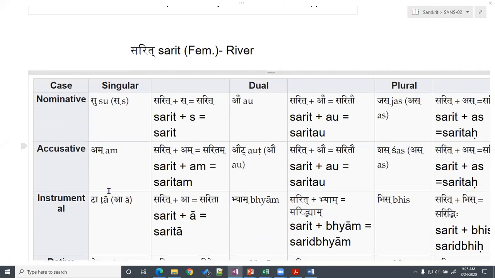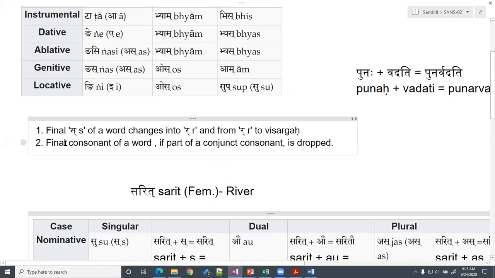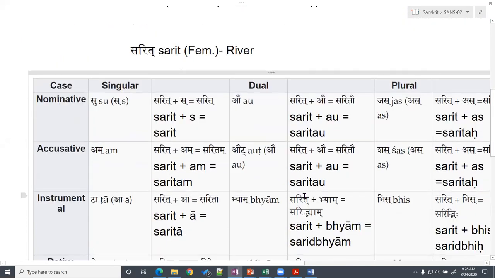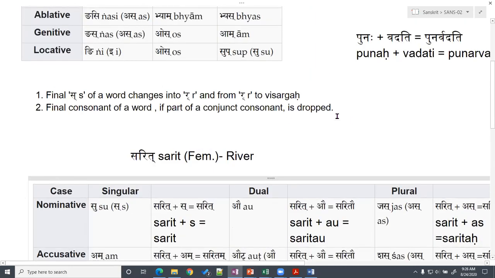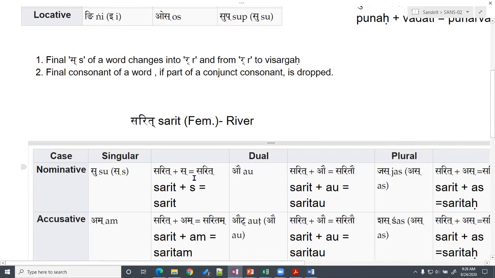So the question is that in the third instrumental dual, rule number 2 does not apply, like in sarit, as saridhyam. Rule 2 here says the final consonant of a word if part of a conjunct consonant. So it has to be a final consonant. Here in saridhyam, it is not a final consonant, it comes in the middle. That's why this consonant is not dropped. Here in sarit, this is the final consonant. That's why it's dropped.